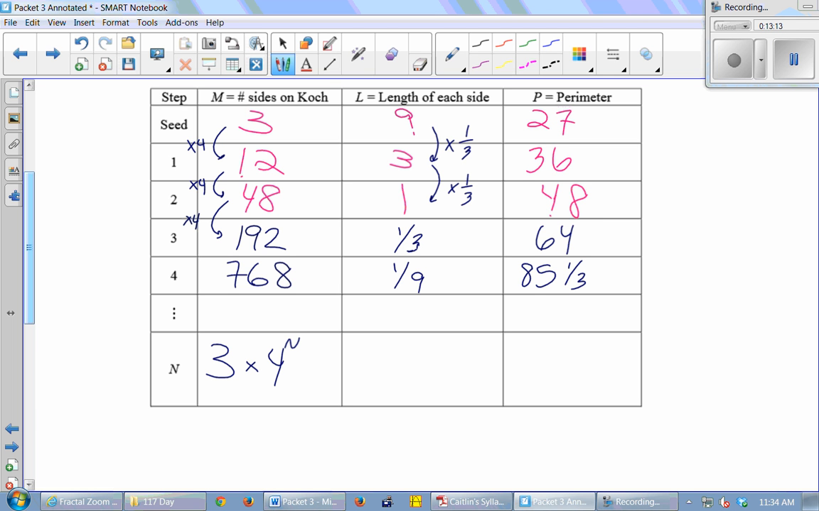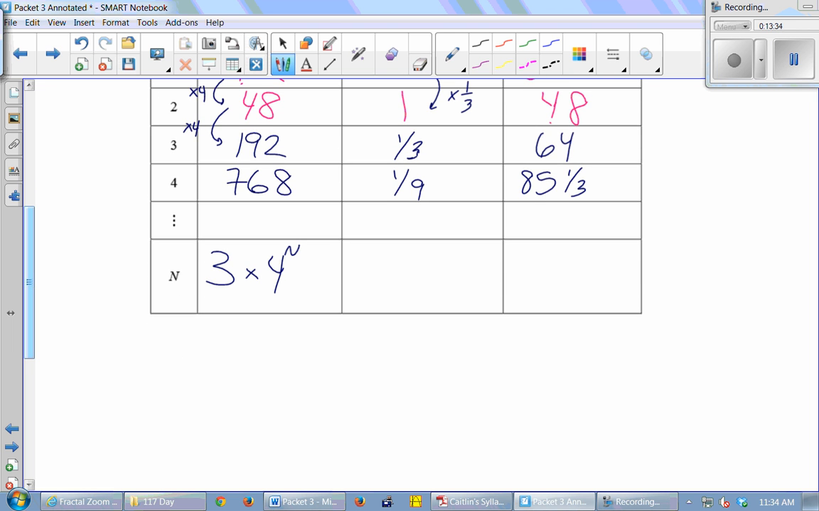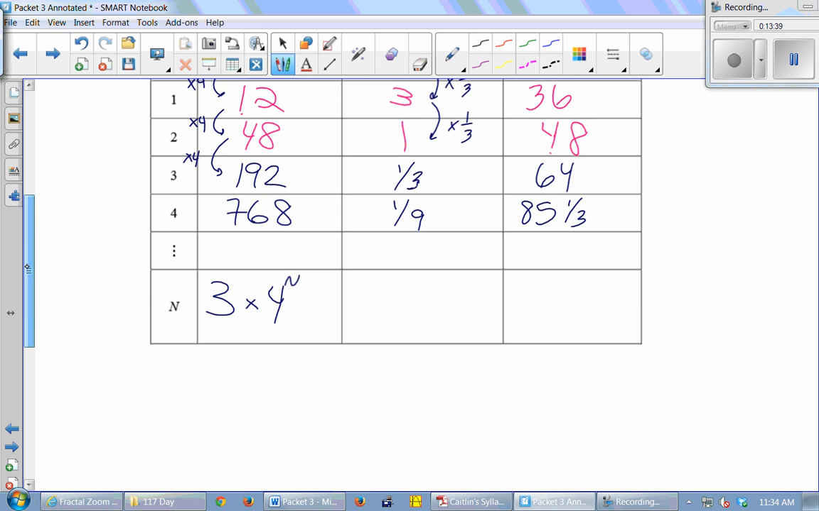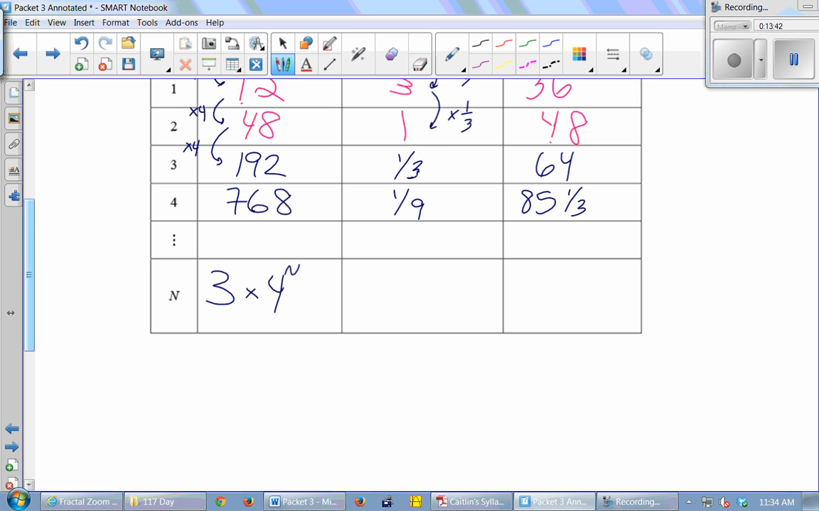Right, so our seed was a 3, so we start with a 3, and then we go times 4, times 4, times 4, and repeatedly multiplying by 4 is the same as doing 4 to the n. That's how we denote repeated multiplication, with an exponent. And then how about for L? Or actually, let's do a recursive formula for M first. How would I write how to get from one term to the next in this list? The previous number in the list times 4. Good.